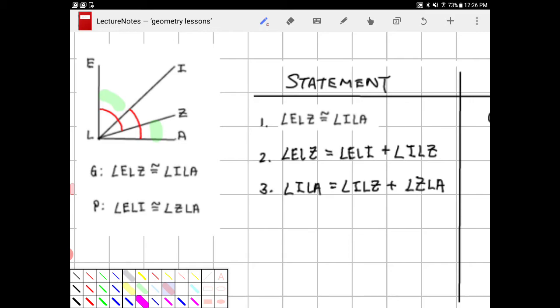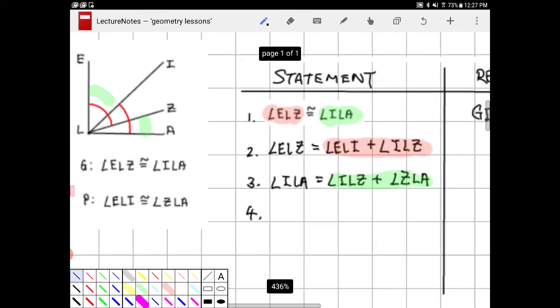I know that angle ELZ is made up of this angle, right? That sum there is equal to ELZ. So where else do I have that? Oh, I have ELZ over here. I also have the sum of these angles over here equal to ILA. Where else do I see ILA? Oh yeah, I see that here. So for my fourth line, I encourage you to pause the video. What should I write next?